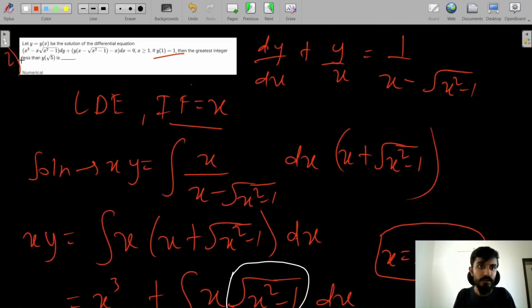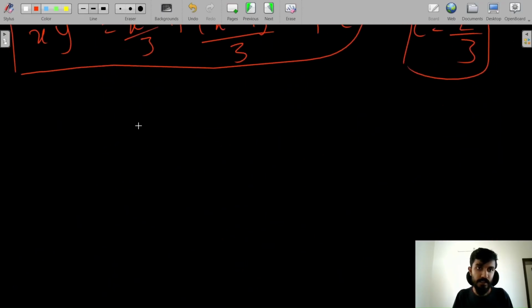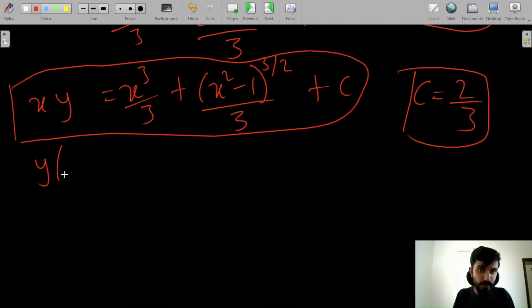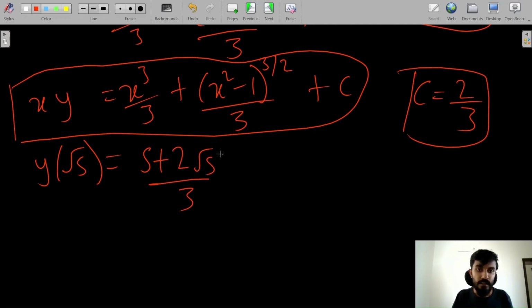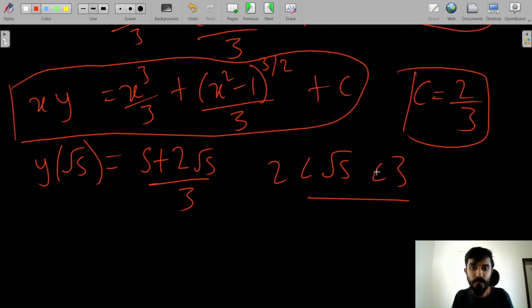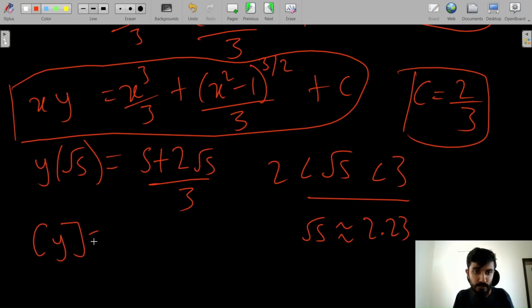Okay, so y of root 5. Now the actual value of y of root 5, which you will have to solve in the exam, only after that can you find out the greatest integer value. So y of root 5 is 5 plus 2 root 5 by 3, right? Now what is the greatest integer value of this? Now we know that root 5 lies between 2 and 3. Most JEE aspirants know that root 5 is approximately equal to 2.23. Just substitute, you will see that greatest integer value comes out to be 3.